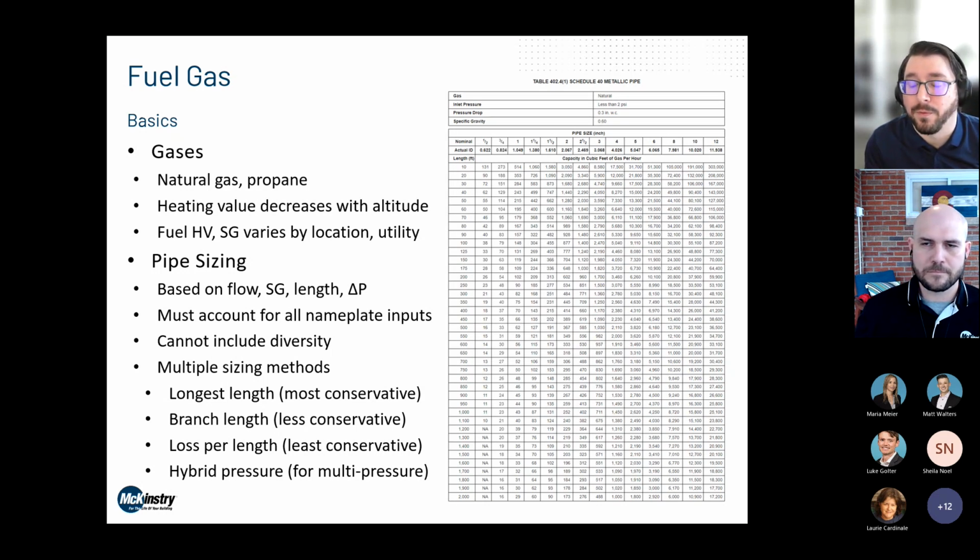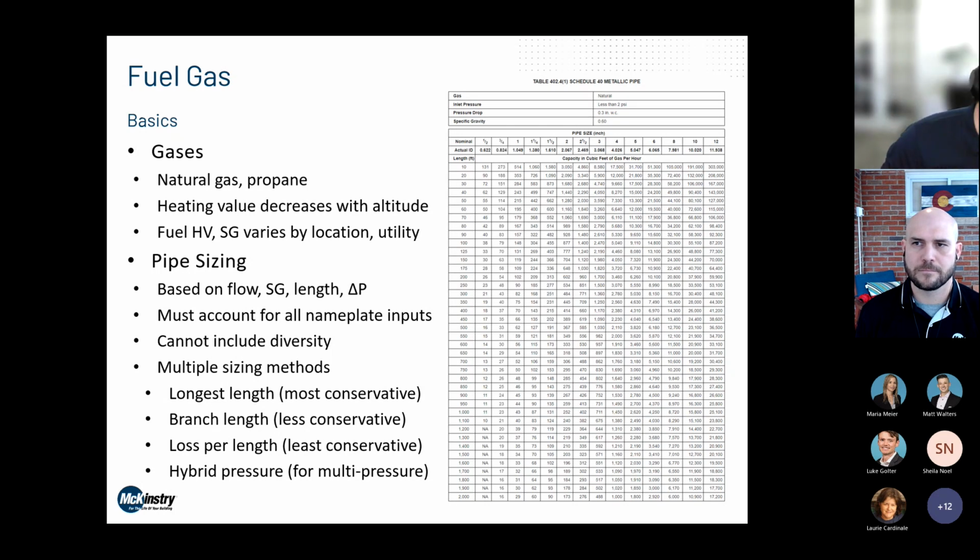Hydrogen is the only one that's probably going to have a factor in the near future. You do see heating oil as well, but that's not really a gas. It's a sort of different system type.